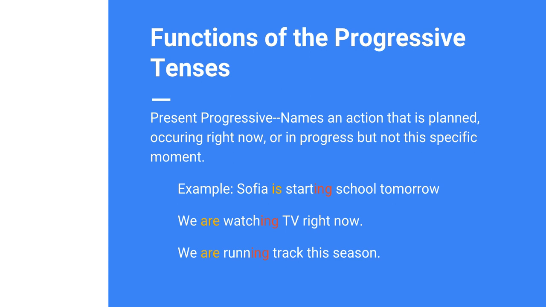The difference between using the present progressive for an action that is in progress but not at the specific moment and using present tense for an action that occurs regularly is that track is not actually regular, it's seasonal. So you're running track this season, but you do not do that habitually day in and day out. So this is where you want the present progressive.